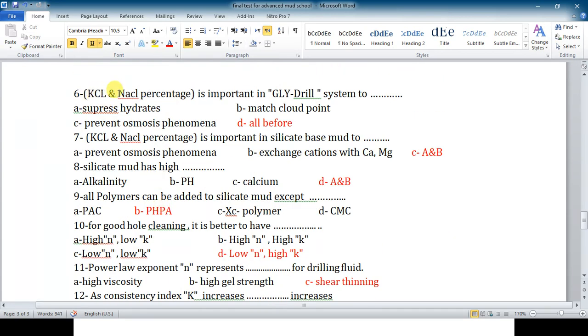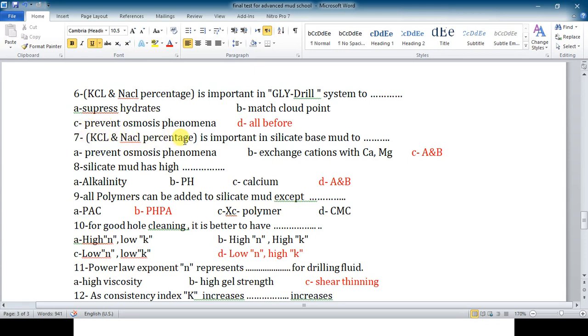Number six, KCl and NaCl percentage is important in glycol drilling system. Okay, why? To suppress the hydrates, yes. To match cloud point, yes. To prevent osmosis phenomena, yes. So all of the above.